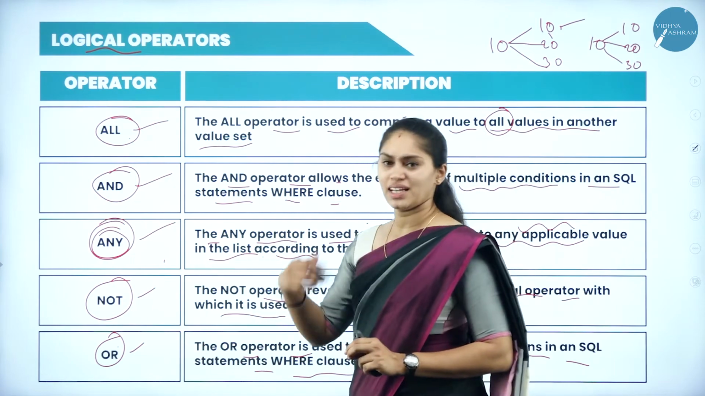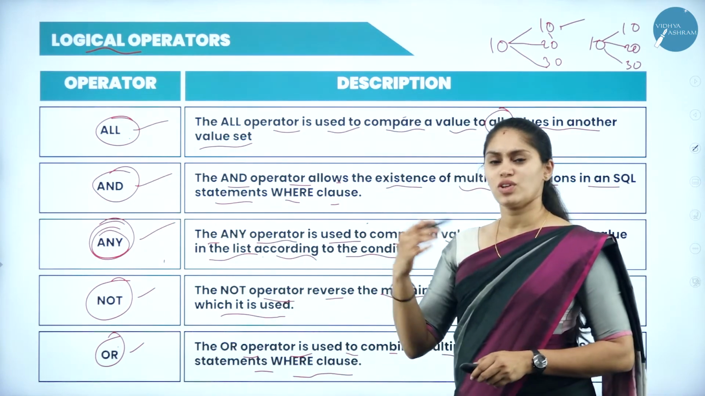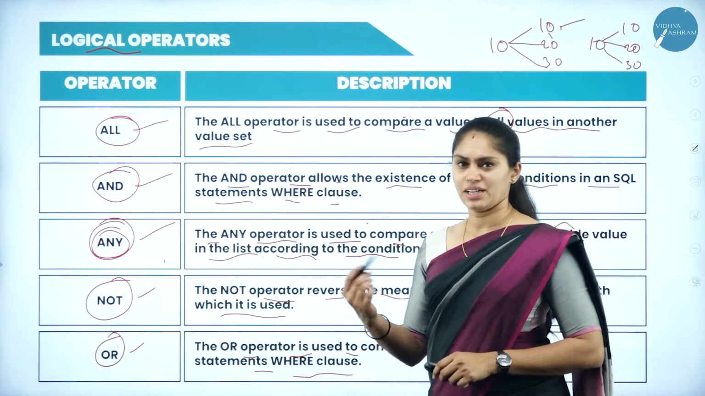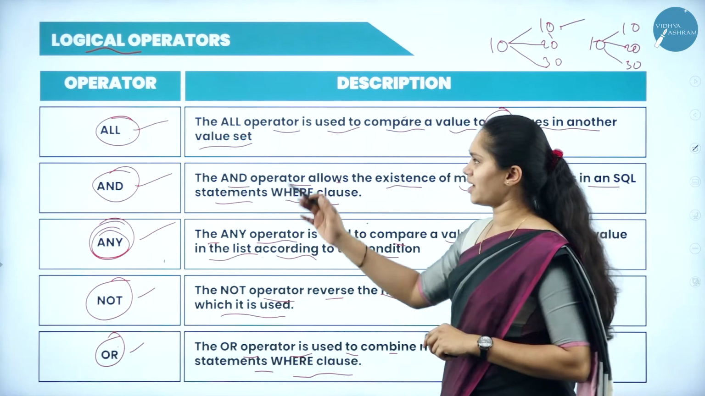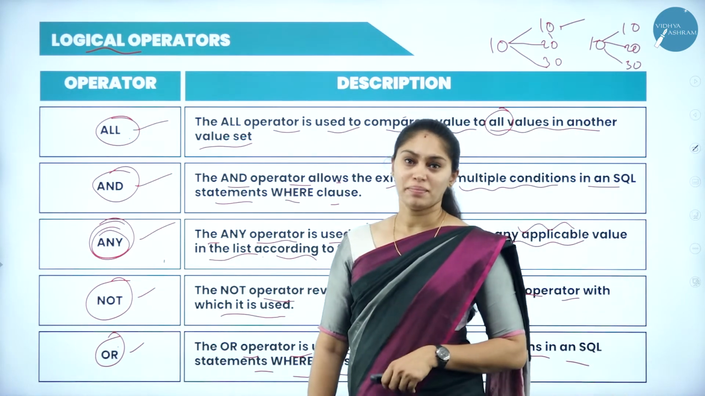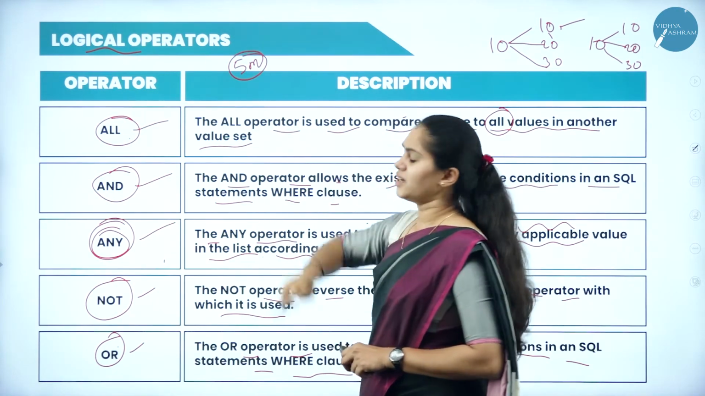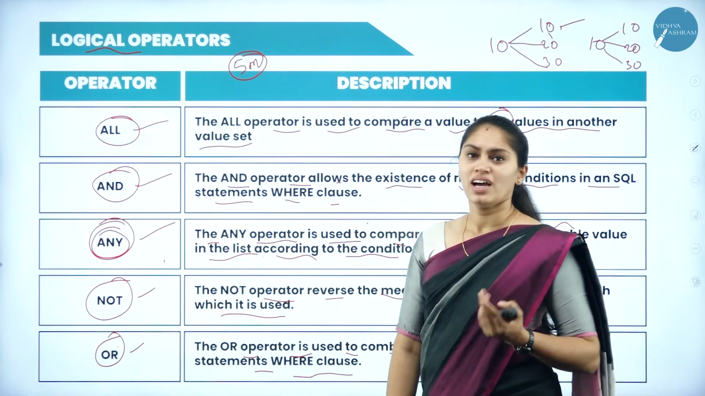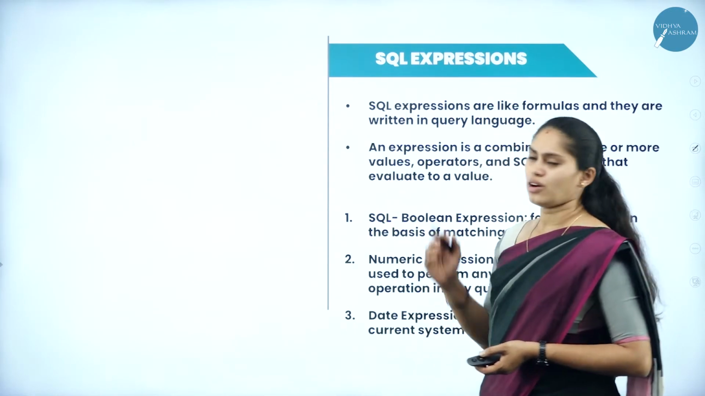This OR is mainly meant for addition and this AND is mainly meant for multiplication. If all the conditions are true, then only it will be true. If any one of the conditions is true for OR, then it will be true. That is related to logical operators, and you have to remember all these operators. They are very important questions for 5 marks, or they can ask you to mention the operators in SQL. This is related to logical operators.